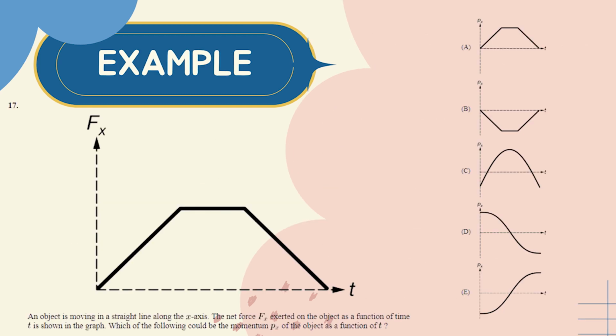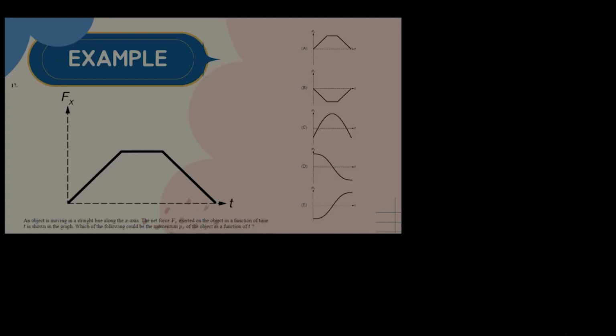All right. This first example is question 17. An object is moving in a straight line along the x-axis. The net force F of x exerted on the object as a function of time, t, is shown on the graph. Which of the following could be the momentum p of the object as a function of t?